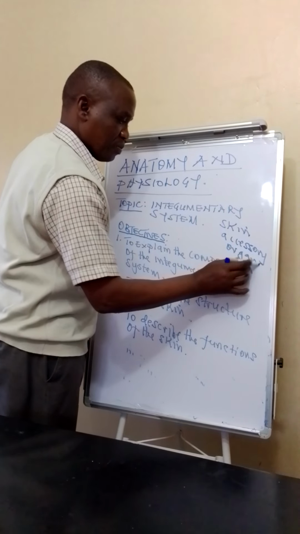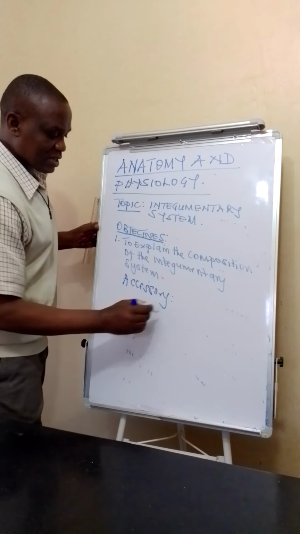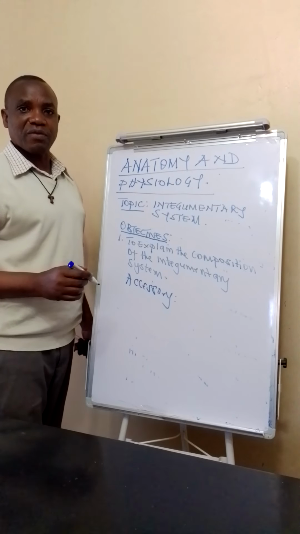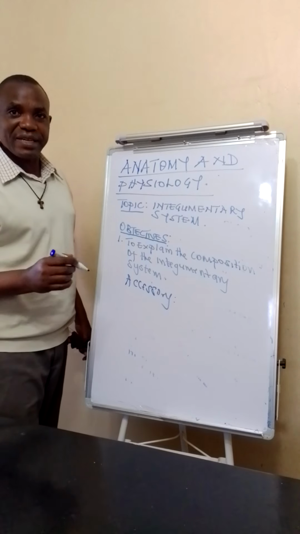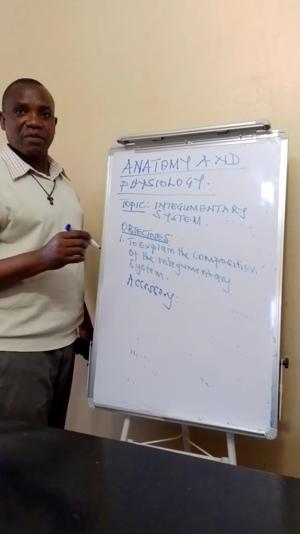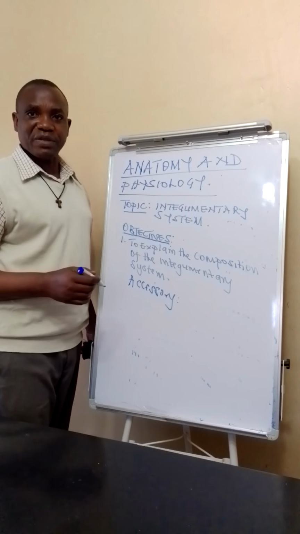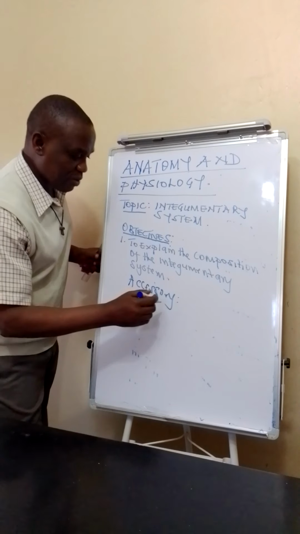Now, what are the accessory organs of the integumentary system, or especially the skin? The accessory organs are these organs which constitute part of the skin. The skin is a major organ of the integumentary system. Then you have these accessory organs, that means those organs that help the skin to function properly.